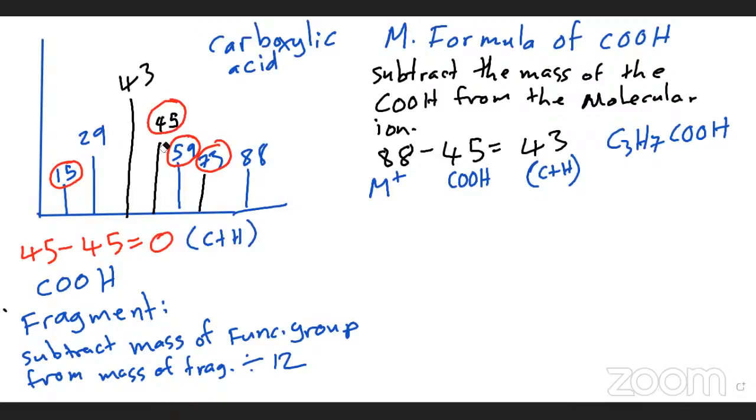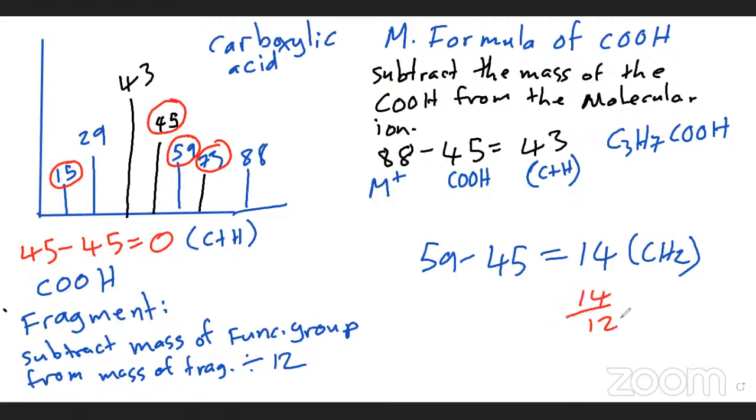Right, so for 59, I would say 59 take away 45, and that would give me 14. I know that 14 is CH2. But for procedure purposes, let's just follow the process. I would say 14 over 12, and I get one carbon. So I know it should be CH2. For 59, it is CH2COOH. Sorry, that is 59. All right, so work out 73 for me and tell me your fragment. You can text it if you want.